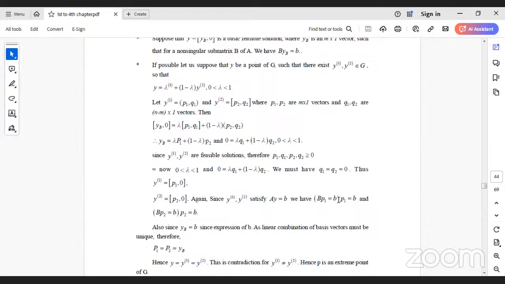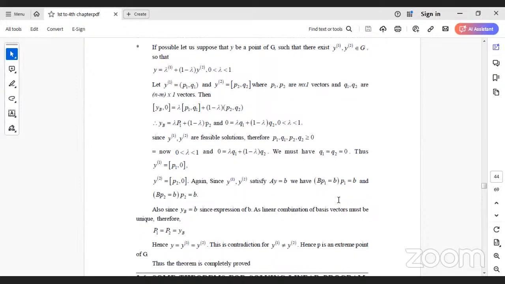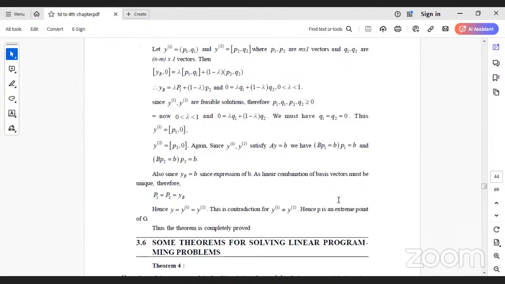So y^1 and y^2 are feasible solutions. Therefore p1, q1, p2, q2 are greater than or equal to 0. Now with 0 less than lambda less than 1, 0 is equal to lambda q1 plus (1 minus lambda) q2. We must have q1 = q2 = 0. Thus y^1 = (p1, 0), then y^2 also, so p^1 and p^2 are (p, 0).